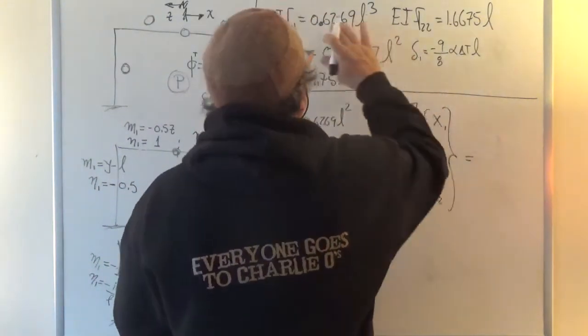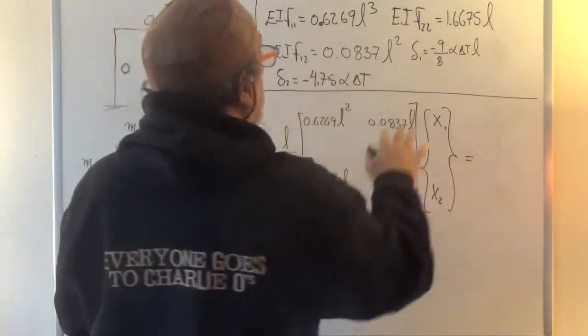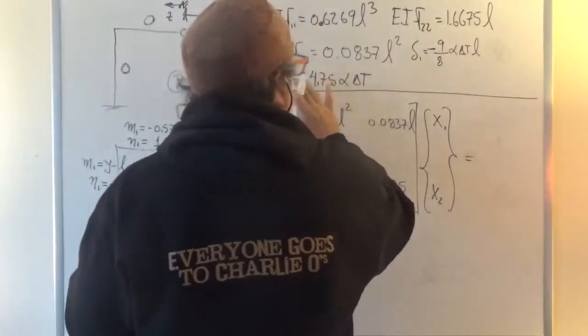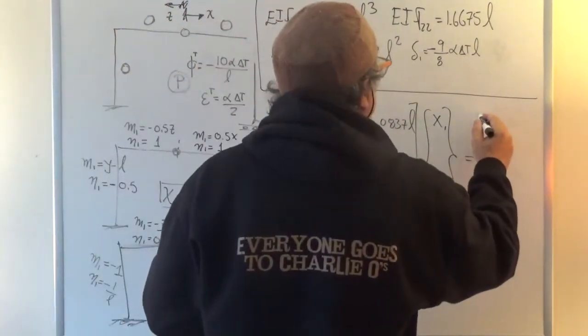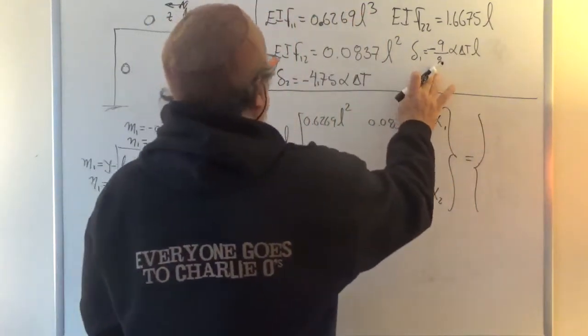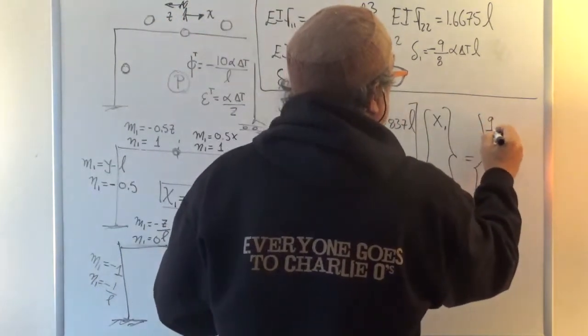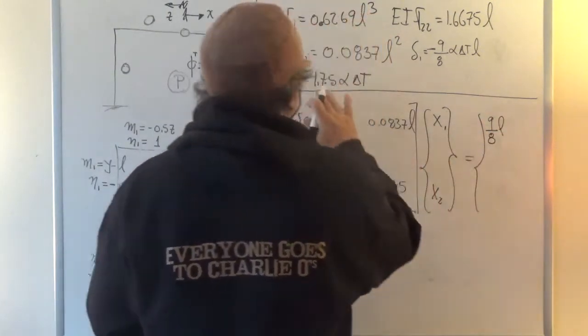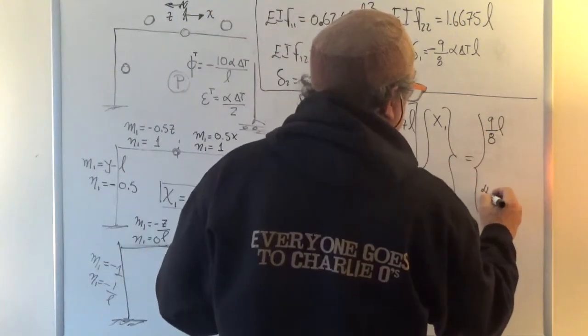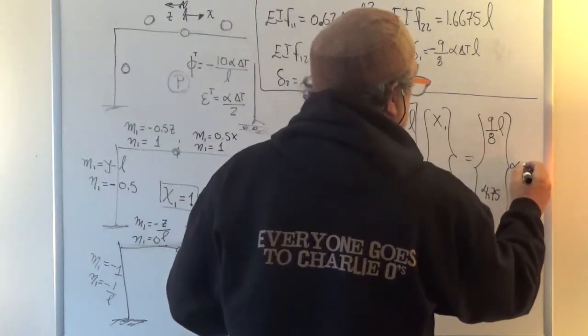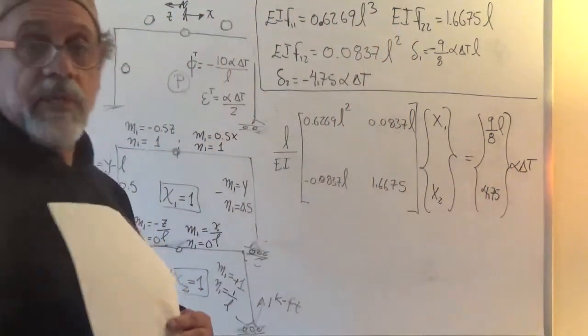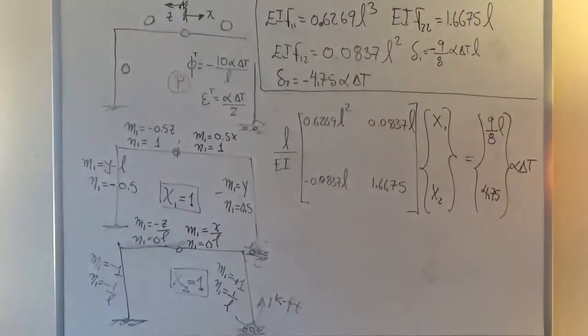Plus delta 1 and delta 2, which are this guy and this guy, equal to 0. Which is the same thing as saying that they are equal to the positive of these guys. And the positive of this guy is 9/8 times L, and this is 4.75, and they are multiplied times alpha times delta T. Let me see if that thing is visible. Yes. Okay, so that multiplied times alpha times delta T.